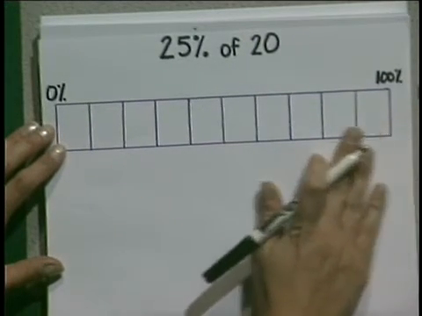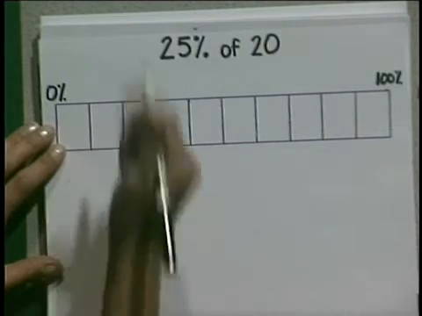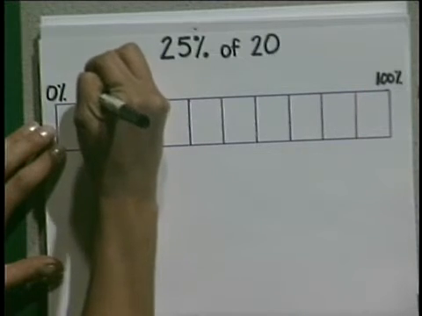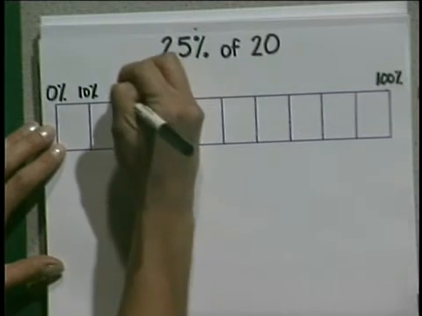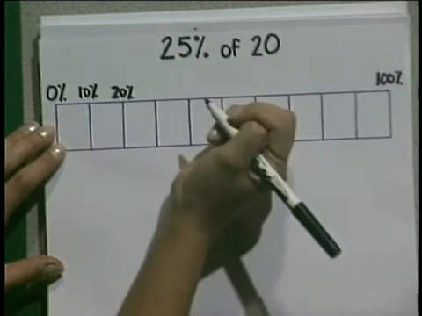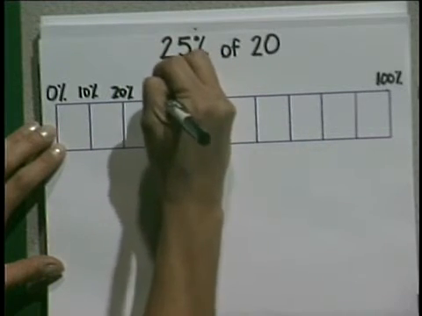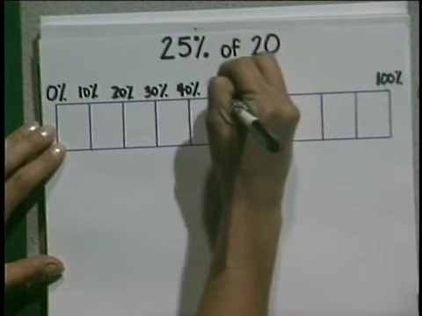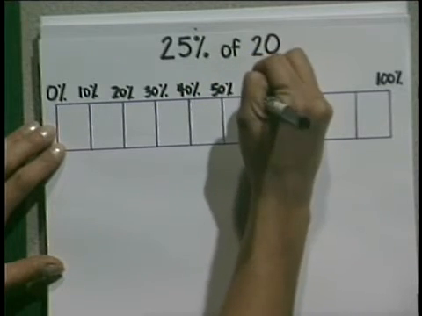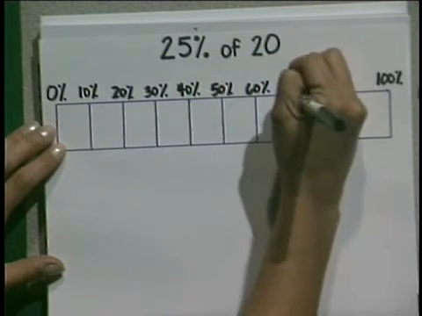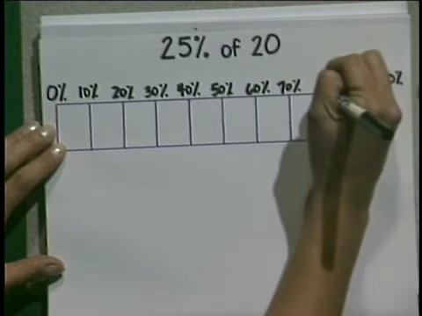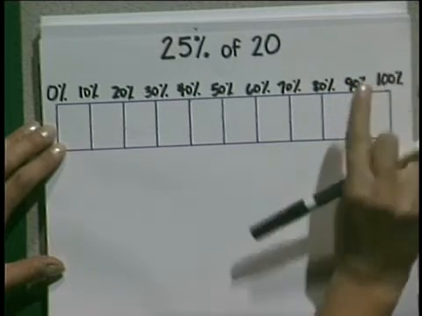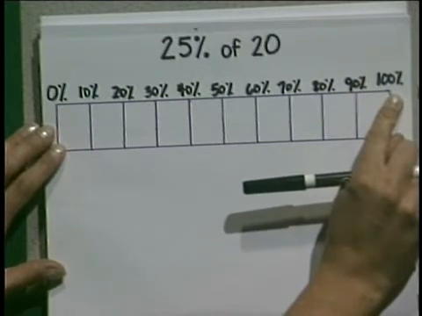My 100% is broken into 10 equal sections, so if I do 100 divided by 10, that gives me 10. So my first section would be 10%, my second section would be 10 more percent, which would give me 20%. And I'm going to continue to add 10% to each section. So 30%, 40%, 50%, 60%, 70%, 80%, 90%, and 10 more would give me my 100% total.